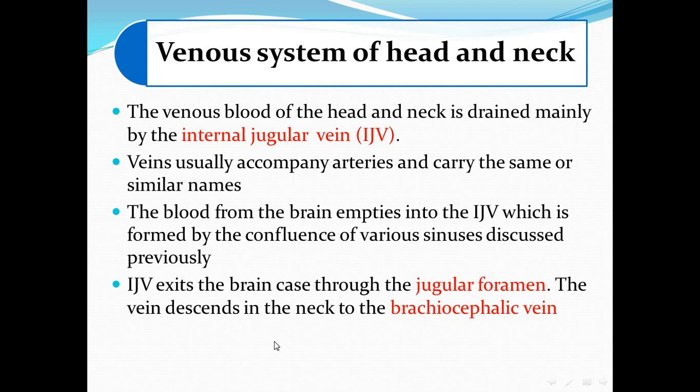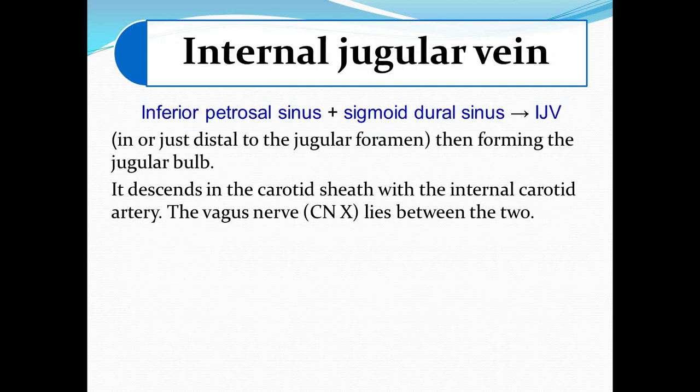Then the internal jugular vein exits the braincase through the jugular foramen, and then descends through the neck to the brachiocephalic vein. So the internal jugular vein is formed by the inferior petrosal sinus and the sigmoid dural sinus near or in the jugular foramen, then forming the jugular bulb. It then descends in the carotid sheath along with the internal carotid artery and the vagus nerve, which lies between the two.